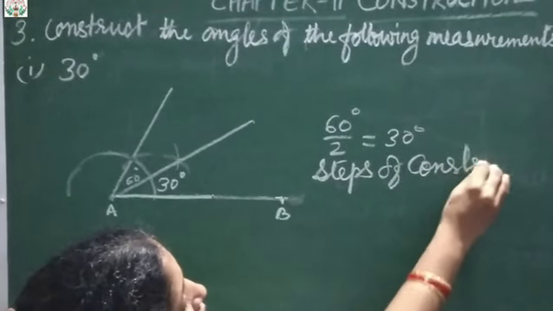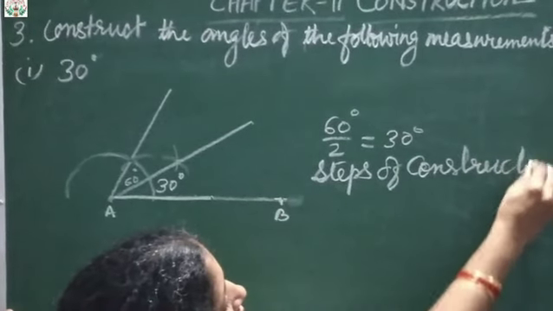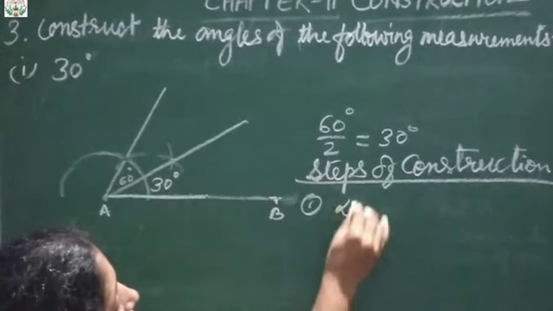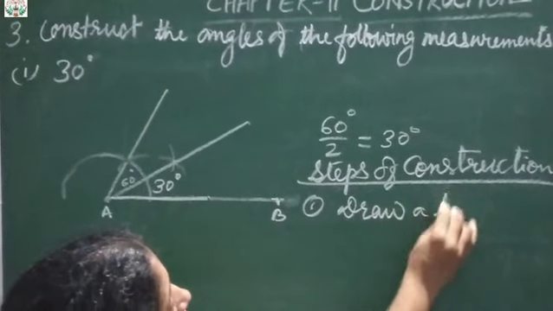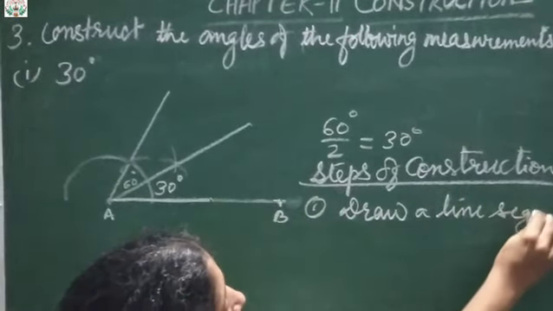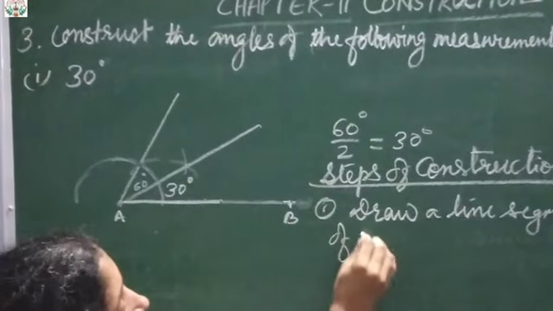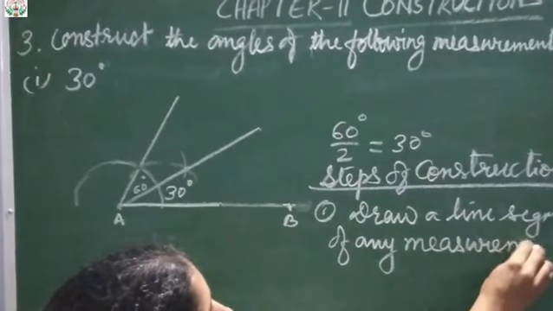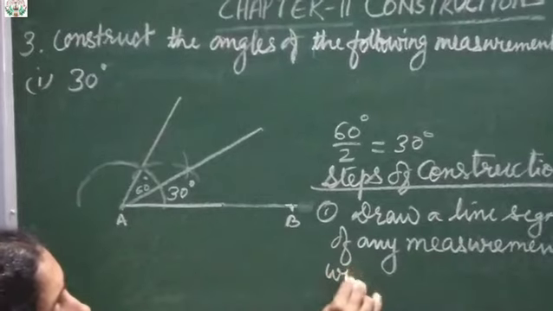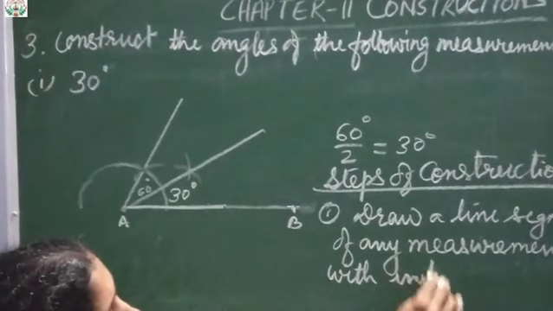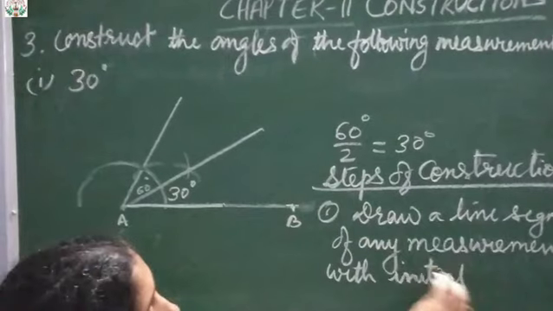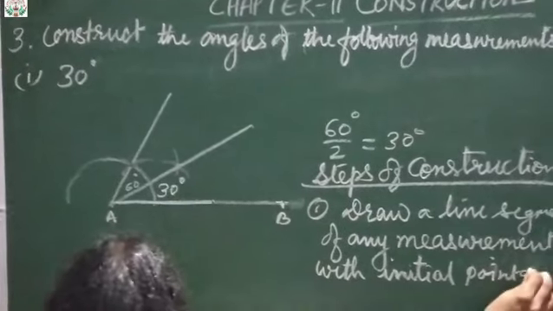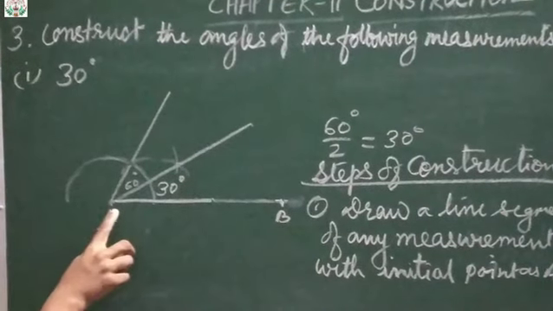What you do? Steps of construction will be what? First one, draw a line segment of any measurement, with initial point as A. Okay, initial point is A.